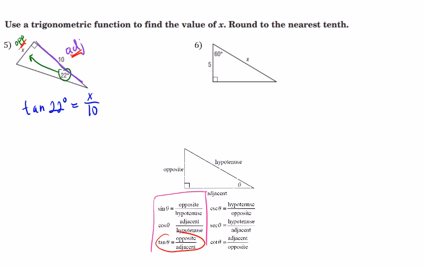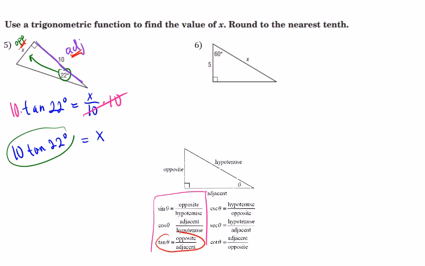So that's our setup, right? Tangent is the opposite over adjacent. And now I'm just going to solve for x, so I just want to get x by itself. I'm going to multiply by 10 on both sides. These cancel out, and so I get x equals 10 times tangent of 22. Okay. All right, and so that's really it. That's all we have to do to solve.